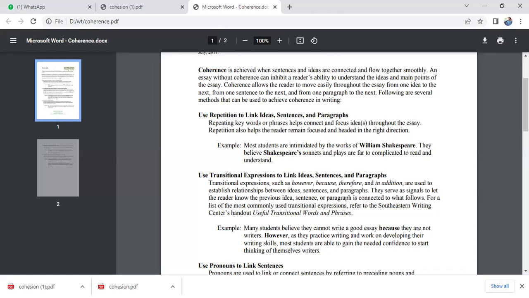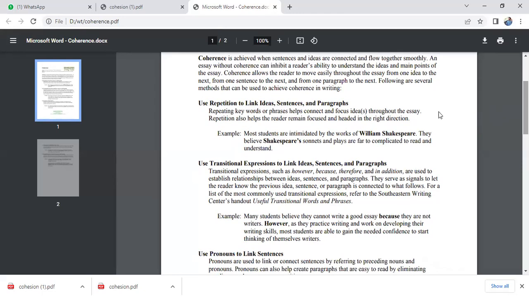Now, for example, most students are intimidated by the works of William Shakespeare. They believe Shakespeare's sonnets and plays are far too complicated to read and understand.